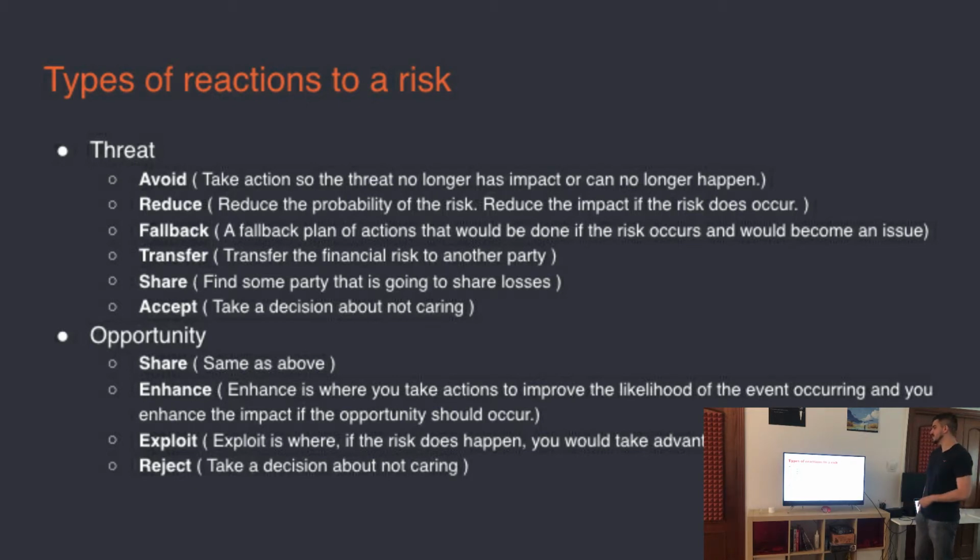Exactly. And the last one is rejecting. Take a decision about not caring. So there is a girl, but maybe you'll come to her or not. Maybe you'll talk to her, whatever. Again, it has to be a conscious decision. So these are the types of reaction to risks. I know it's a little bit confusing for a moment, but if you think about it, this is quite intelligent.